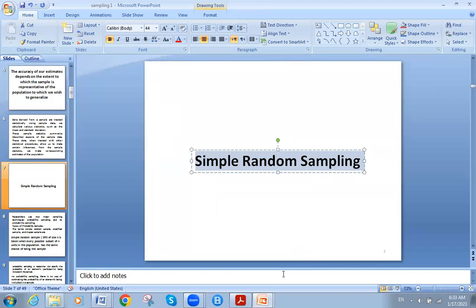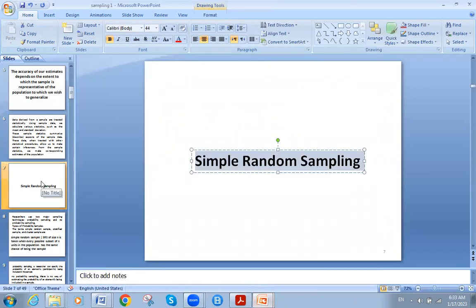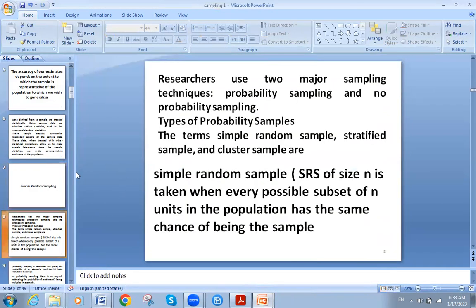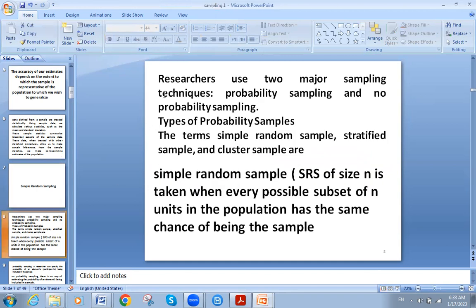The first type of sampling we call simple random sampling. So the first question today was about defining elements: what is the meaning of element, what is the meaning of population, what is the meaning of sample, and what is the meaning of census. That was our first question today. Our second question today is about the sample. The first kind is simple random sampling. Random means giving a chance for all the units of the sample to represent the population, or to represent itself, when we choose it.